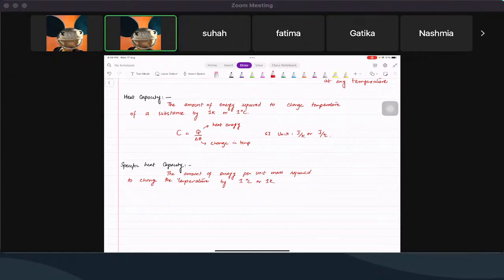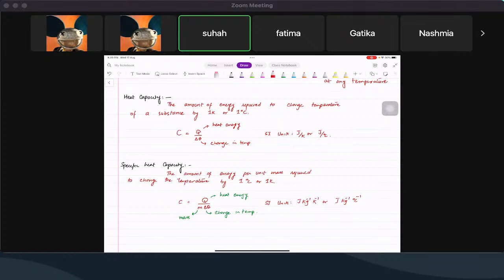Now, it is denoted with small c and is given by Q over m delta theta. So the main difference is there is a mass. So this is heat energy, this is mass, and this is the change in temperature. So similarly, then the SI units would be joules per kg per Kelvin or joules per kg per degree Celsius. Is it clear, everybody?